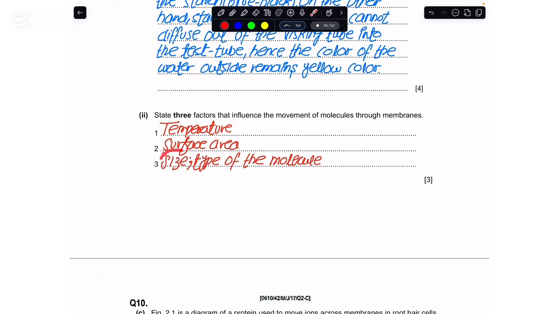And the third could be the size or the type of the molecules. Because if the size of the molecule is enormous, ultimately it cannot move through the membrane. But if the size is small, it can move through the membranes.